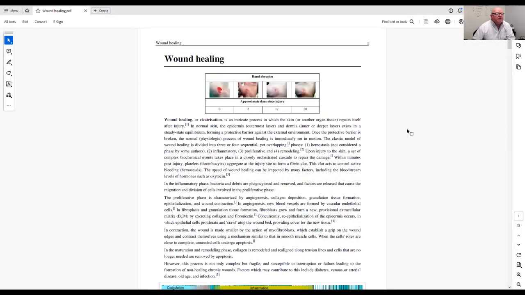And you should be familiar with this one. This is the wound healing. This is a fantastic article. If you have not read this, I suggest you read it. It's very detailed and it's very medically written.